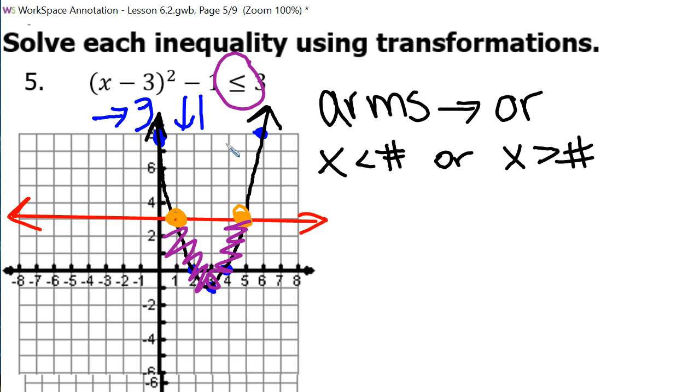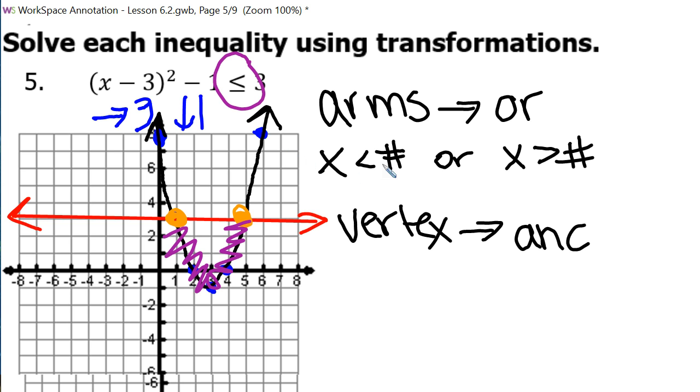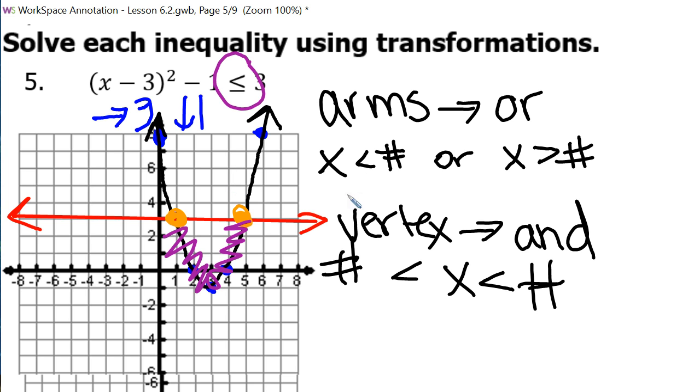And the other type, if you shaded the vertex, your inequality would be an and inequality. The way that your and inequality would be written, you would have x in the middle, less than on the left, less than on the right. You'll have your lower boundary and your upper boundary.